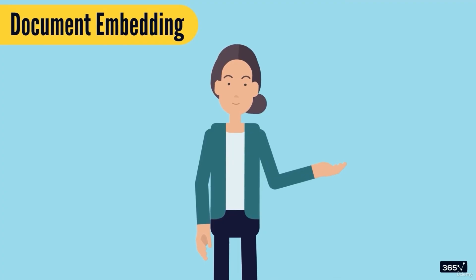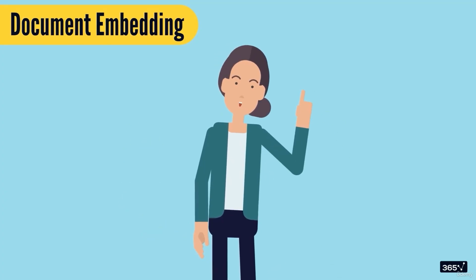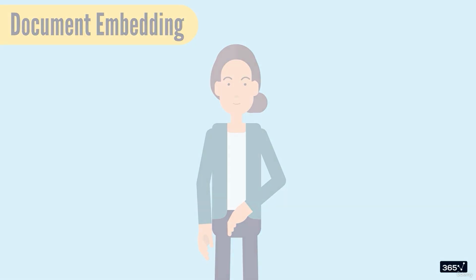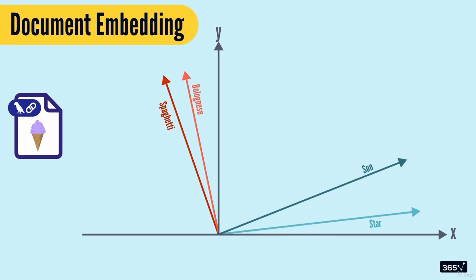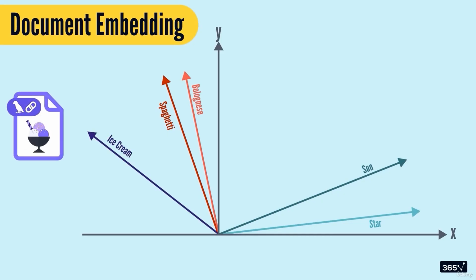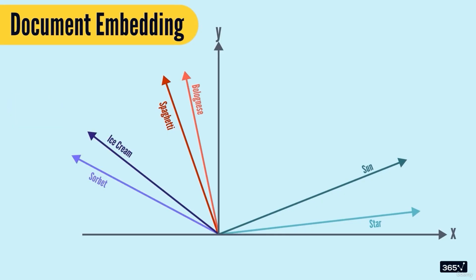Good! Let's now position a third pair of text chunks on the coordinate system. I've chosen ones containing the keywords ice cream and sorbet. Their vector representations would sit closer to the ones of spaghetti and bolognese because they're both consumables. In contrast, they would sit further from the vectors representing star and sun.